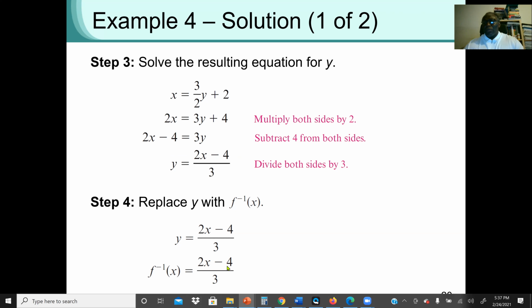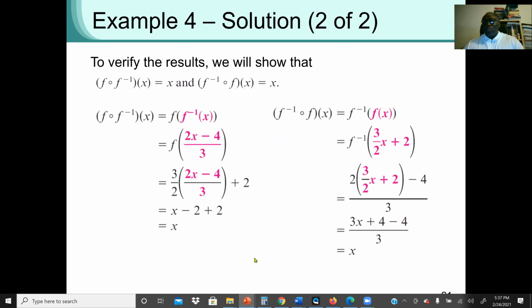That's it. Now, the next step, we want to verify it. So we have to do the same thing we did in our previous example. To verify a result, now we have the two functions. So find the composite of the first one and the second one, then the composite of the second one with the first one. So I will say the function f composite f inverse, or the inverse of f, then the inverse of f composite f.